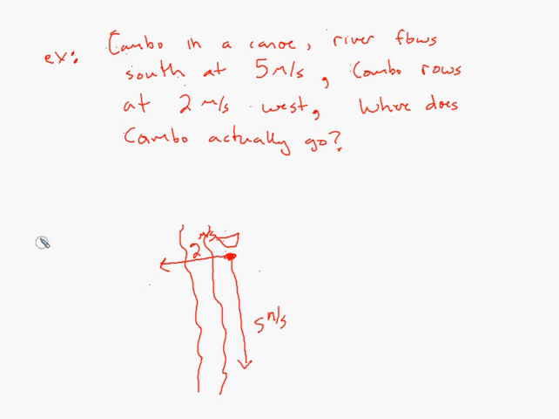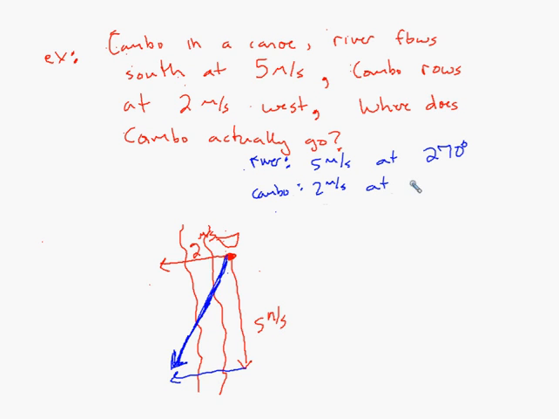Now, if we did our vector addition, we'd line these up tip to tail, and Cambo would be down there, and his resultant would be this, right? This would be our resultant, lining up tip to tail like we did yesterday. He should be going diagonal. So let's get some directions onto this. Our river is 5 meters per second at, if we're going directly south, 270 degrees. Does that make sense? And Cambo is rowing 2 meters per second at, if he's going directly west, 180 degrees. Does that make sense?